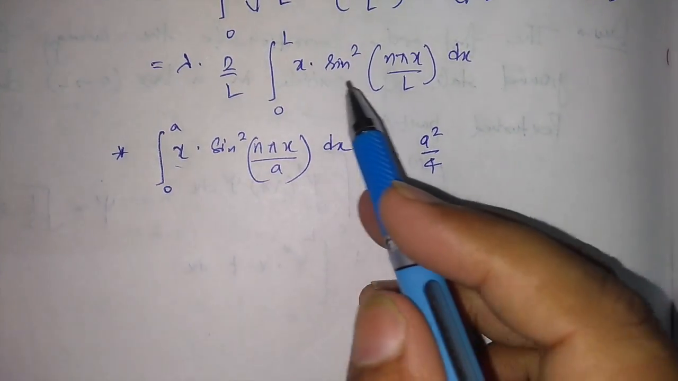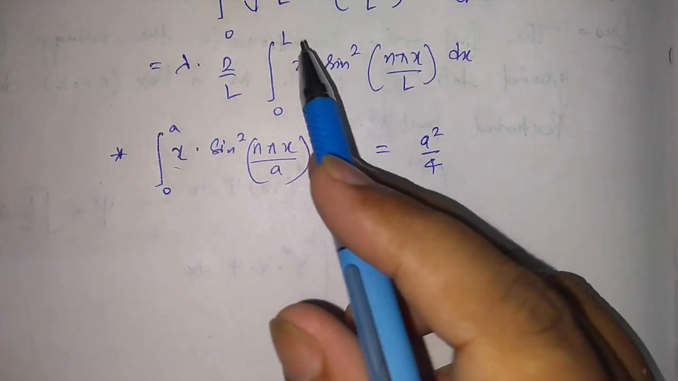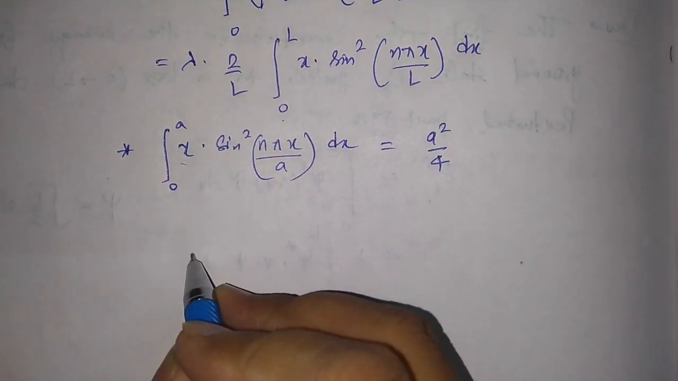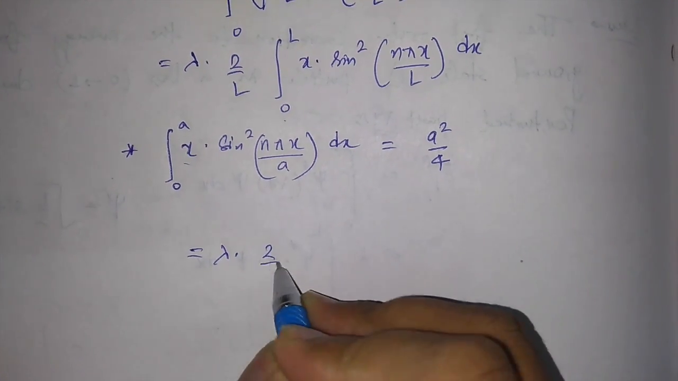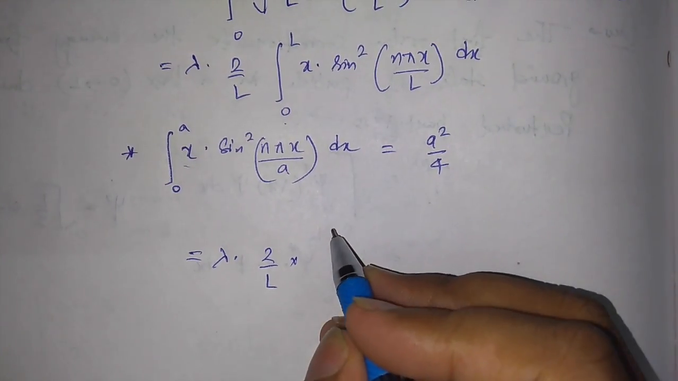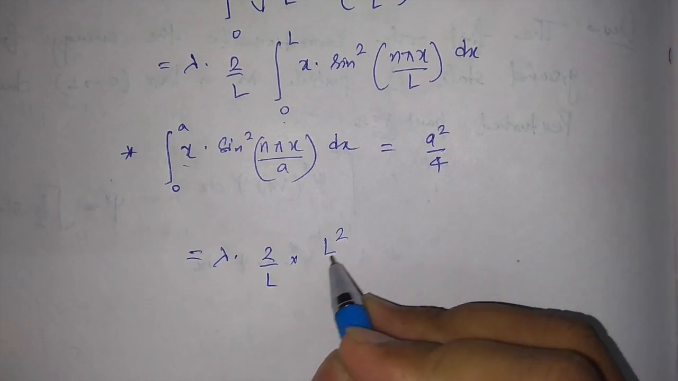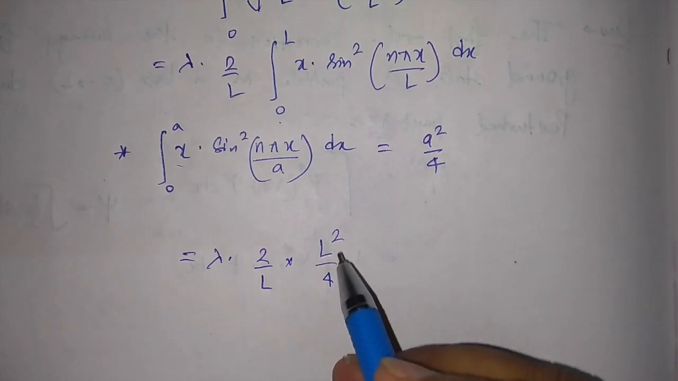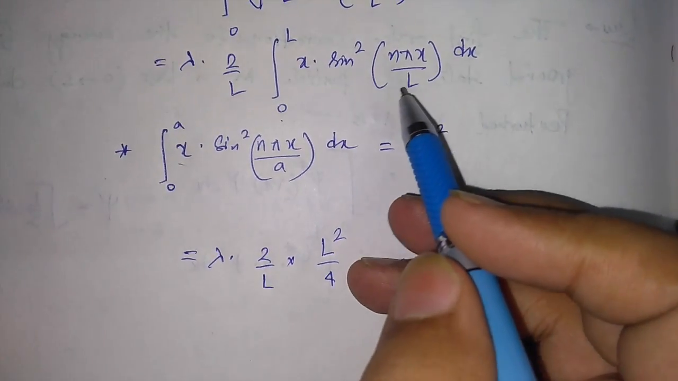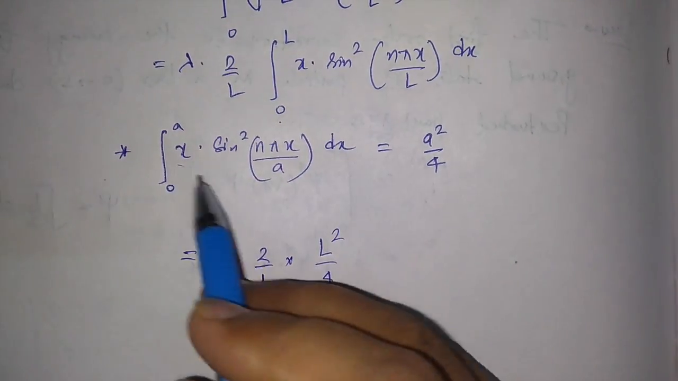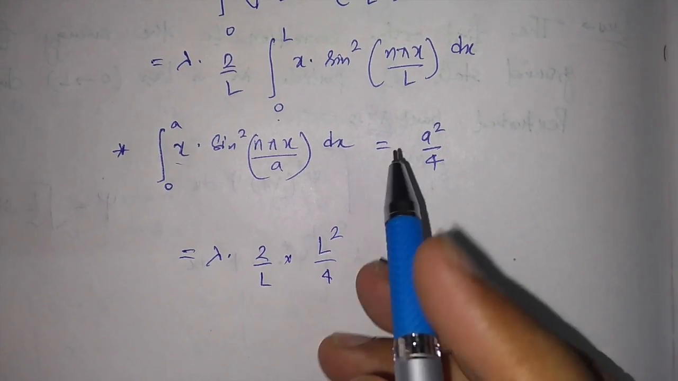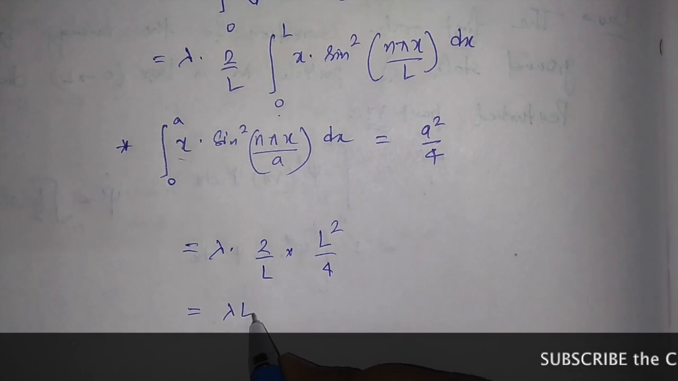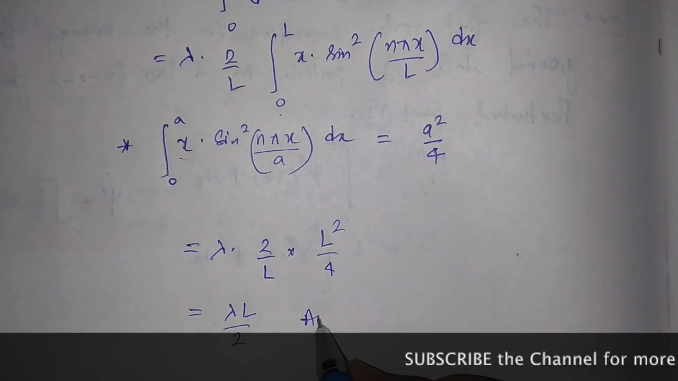And if you see the equation which we have just got, in the place of a we have L, right? So in the place of this integral, what we are going to get is this. Lambda is already there, 2 by L is already there, and in place of that integral we are going to get L square by 4. Understood where this L square by 4 came from? Instead of a we have to write L, because we have L over here instead of a. It's a general way of telling you guys, so just remember this. When you solve this, you are going to get lambda L by 2. So this will be the answer, okay?